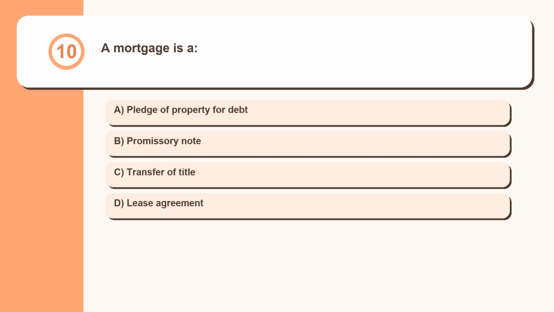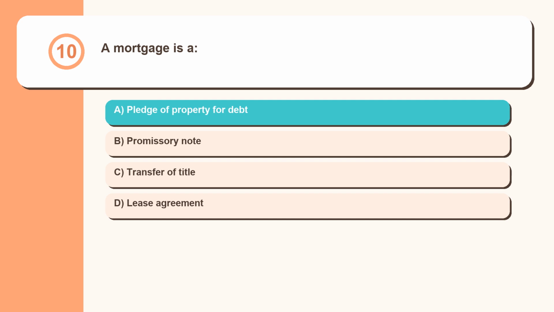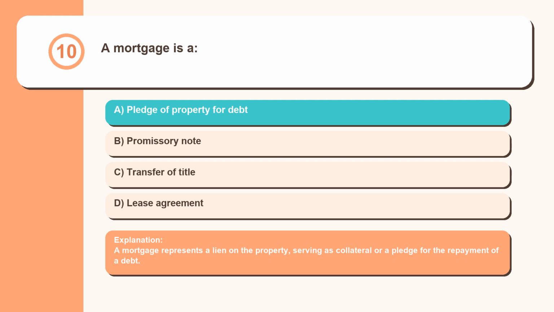Question 10. A mortgage is a pledge of property for debt, promissory note, transfer of title, lease agreement. A mortgage represents a lien on the property, serving as collateral or a pledge for the repayment of a debt.